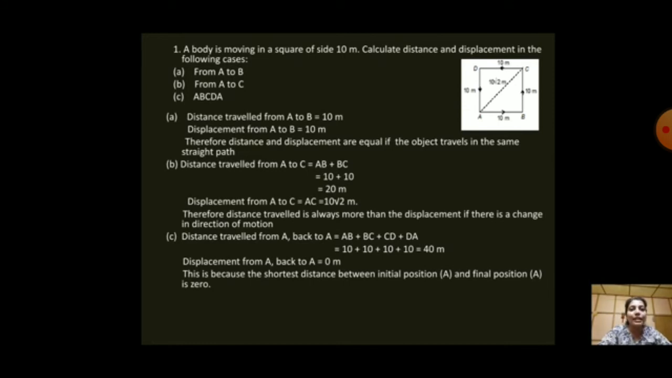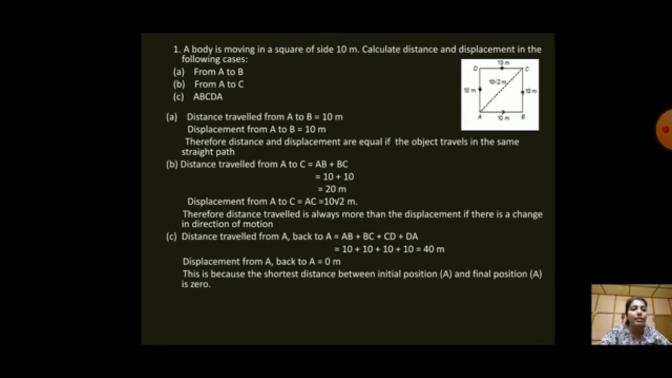Okay. Then next is from A to C. So from reaching A to C, we can take two paths. One is the shortcut, another is a long path. So distance is always greater than displacement. Displacement is always shorter than distance. So what will be the distance here from A to C? See, from A to B we have 10 meters, then B to C we have 10 meters. So 10 plus 10, 20. 20 meters is the distance.